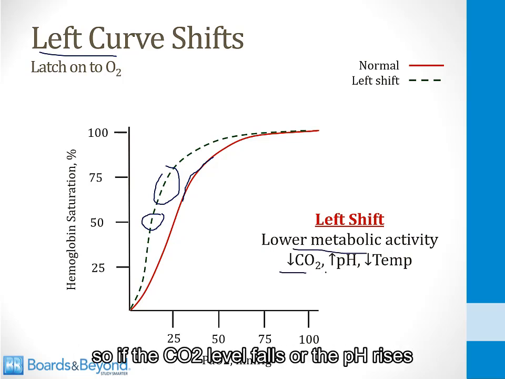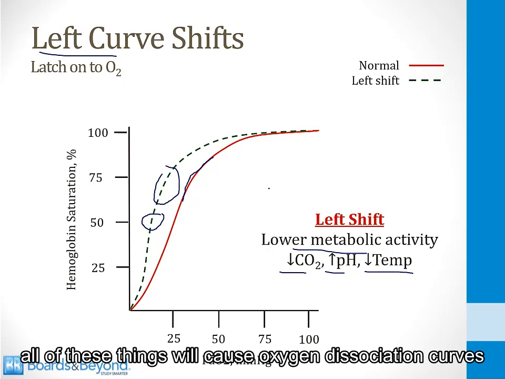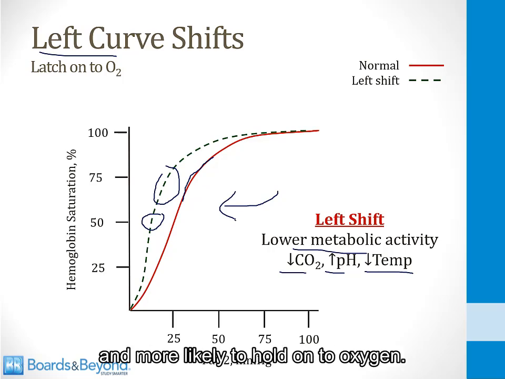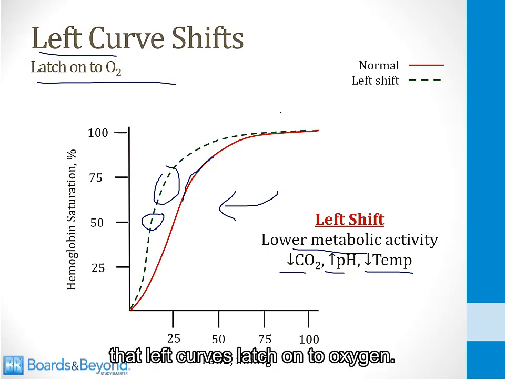So if the CO2 level falls, or the pH rises, or the temperature falls, all these things will cause oxygen dissociation curves to shift to the left. And when the curve shifts to the left, it's less likely to release oxygen and more likely to hold on to oxygen. You can just remember this, that left curves latch on to oxygen.